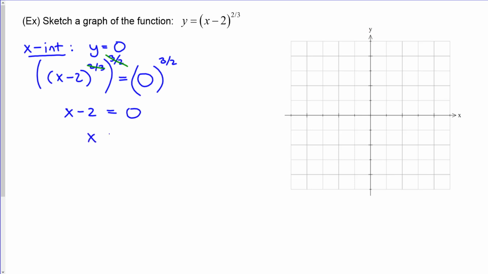Now we're at positive 2. So x equals positive 2 is an x-intercept. I'll go ahead and plot that now.